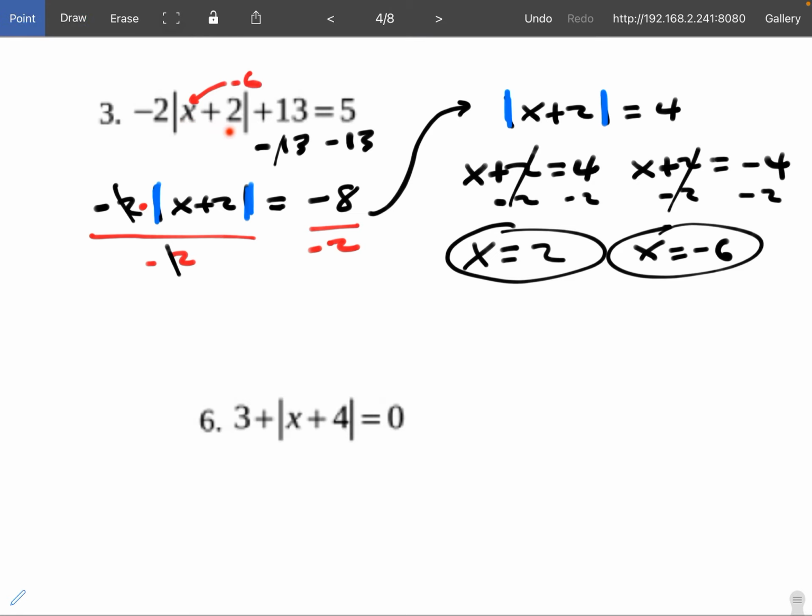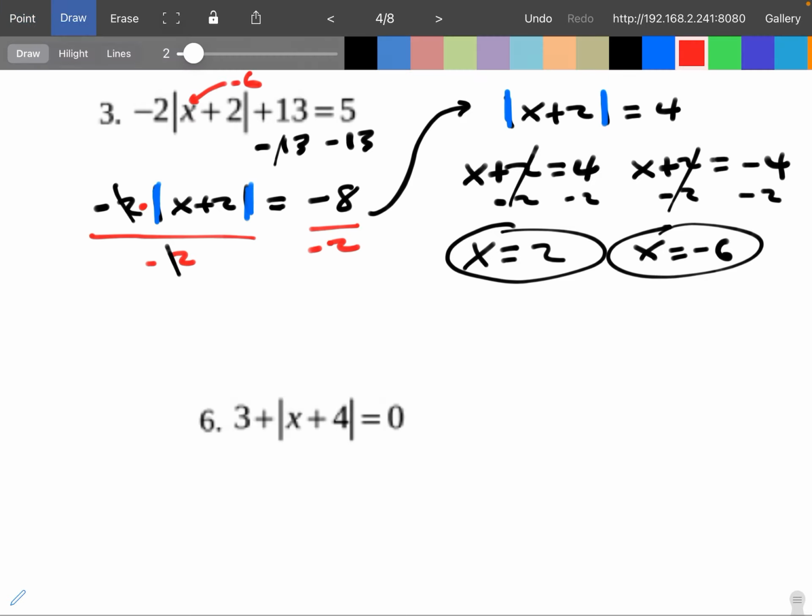So we're going to plug in -6 for the x. -6 plus 2. That's -4. Then take the absolute value of -4. What's the absolute value of -4? 4. Then you do 4 times the -2. -8. Plus the 13. 5 again. So both solutions are good. All right, that one checks and that one checks.